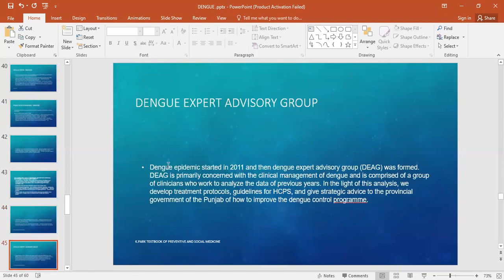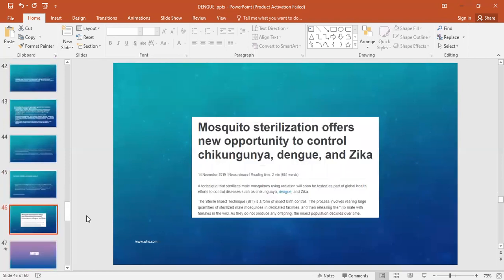Dengue Expert Advisory Group. The dengue epidemic started in 2011 and then the Dengue Expert Advisory Group was formed. It is primarily concerned with the clinical management of dengue and is comprised of a group of clinicians who work to analyze the data of the previous year. In the light of the analysis, we develop treatment protocols, guidelines, and give strategic advice to the provincial government of Punjab on how to improve the dengue control program.